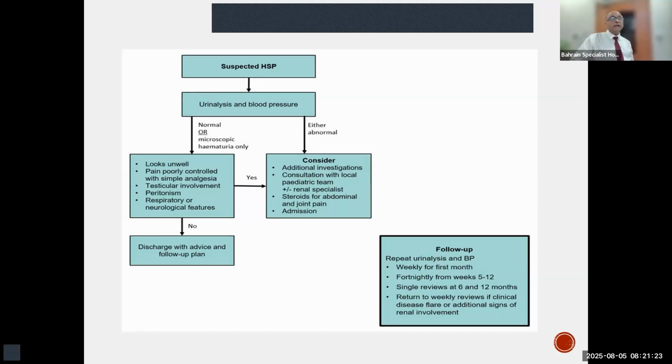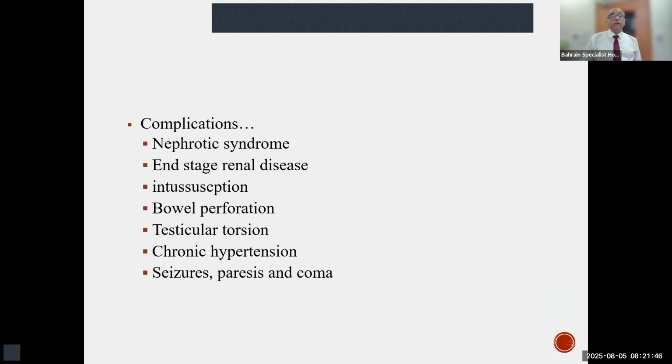If there is any addition, like involvement of testicular area, or poor oral intake, or severe peritoneal pain, then we can involve other teams, start steroids, and follow the patient to prevent other complications, especially renal involvement. After discharge, in the first week and then mostly up to 1 year, you have to follow the child regularly. Complications of HSP are nephrotic syndrome, as I told, end-stage renal disease, or intussusception.